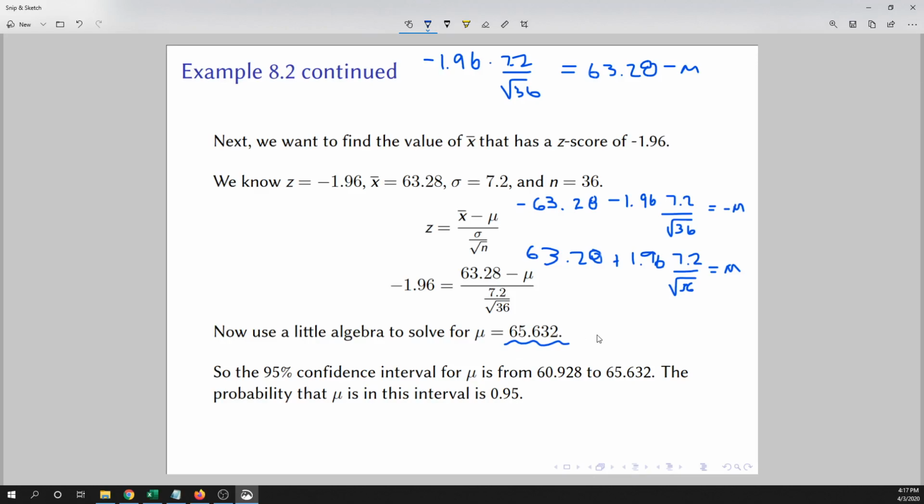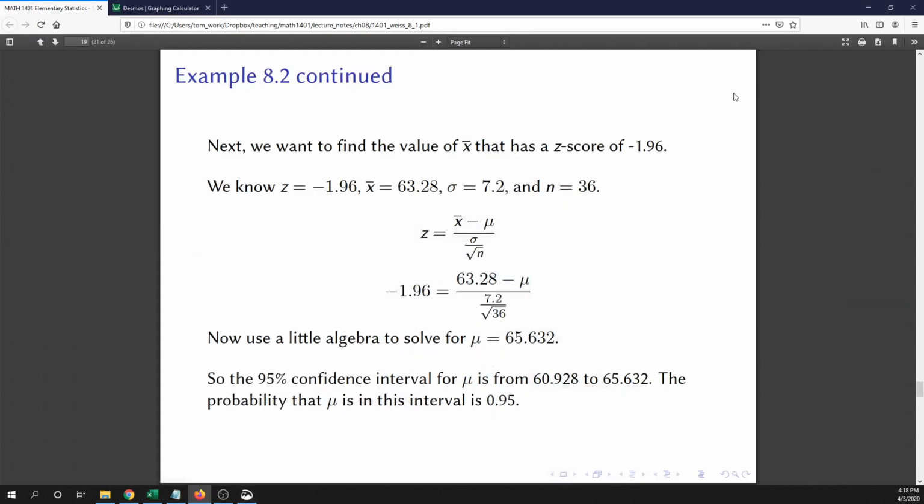All right. So we have the lower limit and we have the upper limit. And this is a 95% confidence interval for mu. So what that's saying is that the probability that the population mean is in this range from 60.928 to 65.632 is 0.95. In other words, there's a 95% chance that the population mean is in this range right here. In pictures, it looks like this.